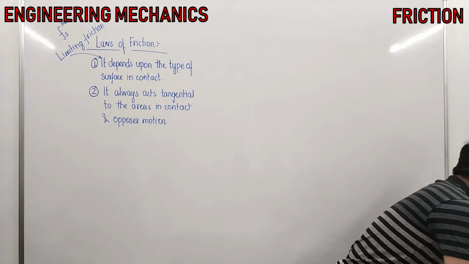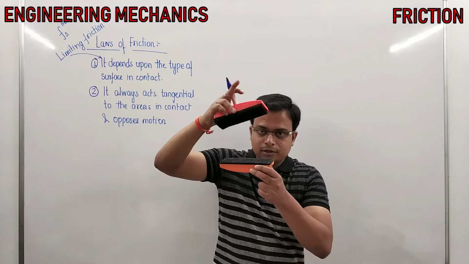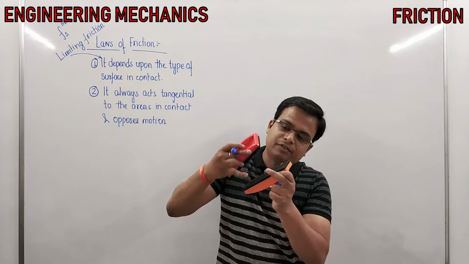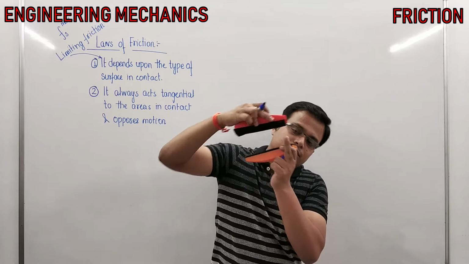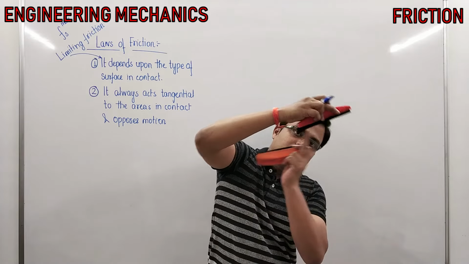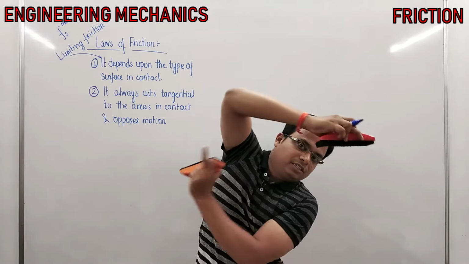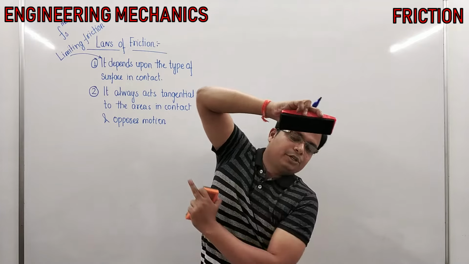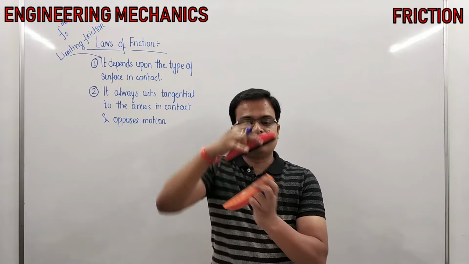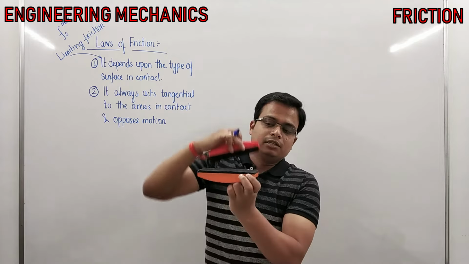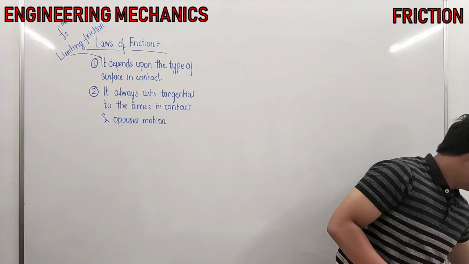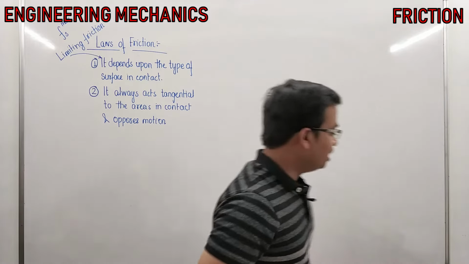So if you've got two surfaces like this, this red color is sliding over this orange color, then obviously this is the interface. This red color block, since it is moving in this direction, that is the right hand side direction, will experience a friction force tangential to this surface in this direction and opposite to that of motion. And obviously if this one is having friction in this direction, the other one is going to have friction in the opposite direction, right? Tit for tat.